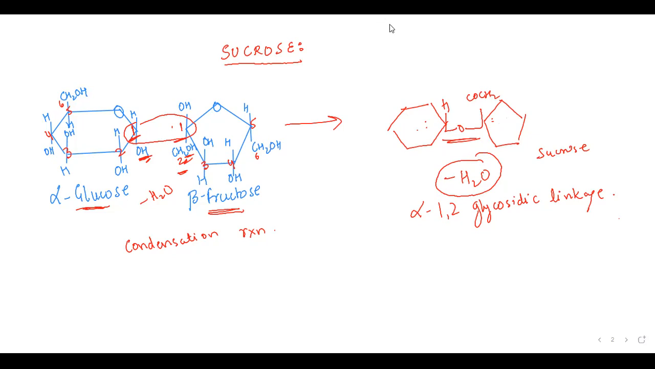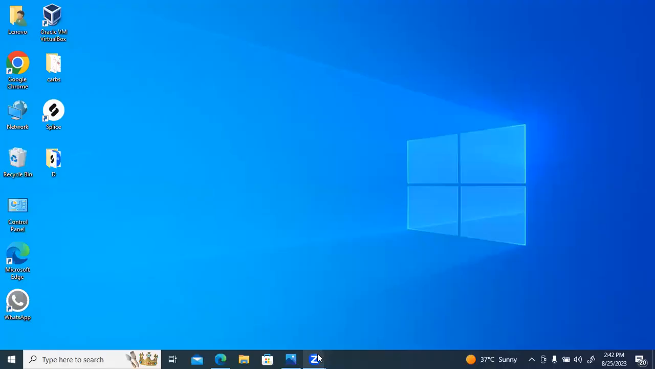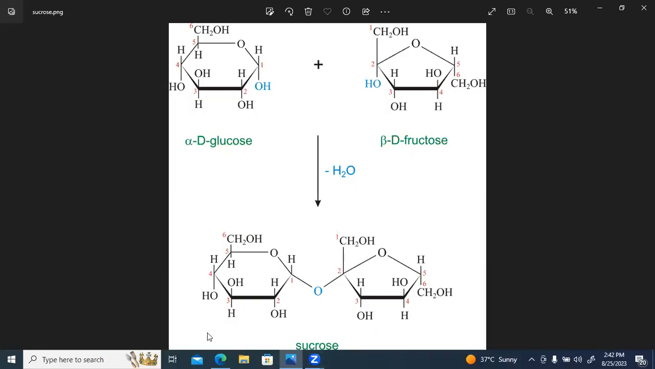I hope this is clear with everyone. Now here I would like to show you a better picture of this sucrose molecule. So as you can see, here we have this sucrose molecule. It is formed of alpha glucose. This is the alpha glucose. This is the beta fructose. From here, when one OH is lost, from here another H is lost. Between carbon 1 of this and carbon 2 of fructose, this loss of a water molecule will lead to the formation of a bond between these two, and this is called an alpha 1,2 glycosidic linkage. I hope this is clear with everyone.